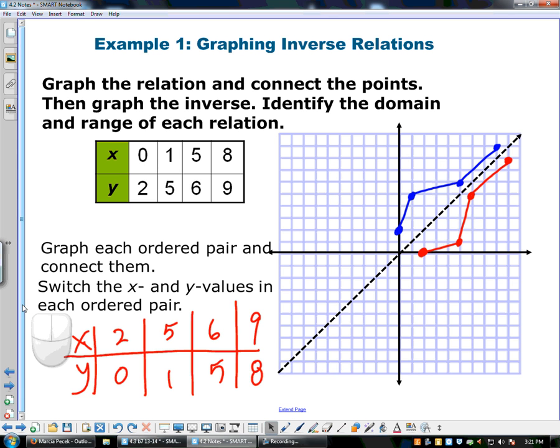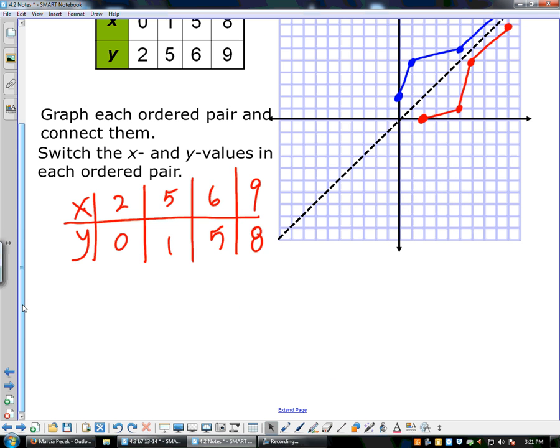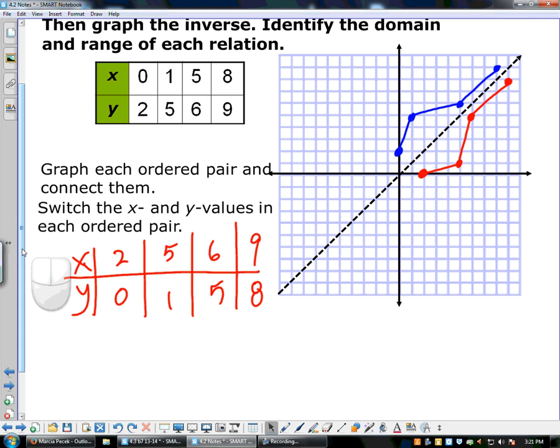Alright, so to finish this one up, we just want to say what's the domain and the range of each of these relations. So let's start off with the original one in blue.